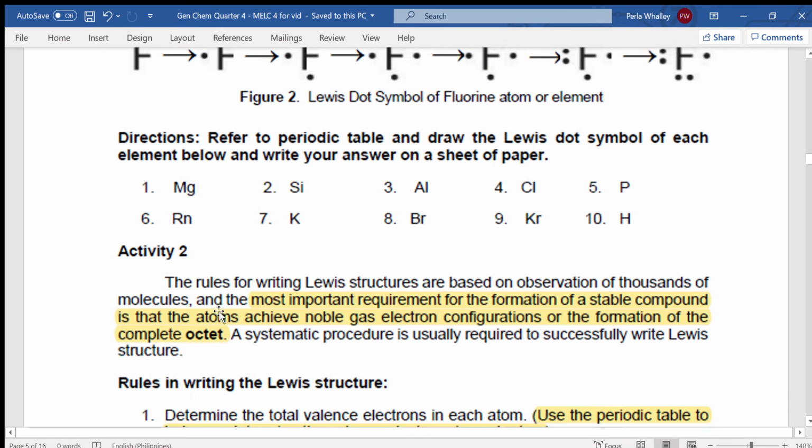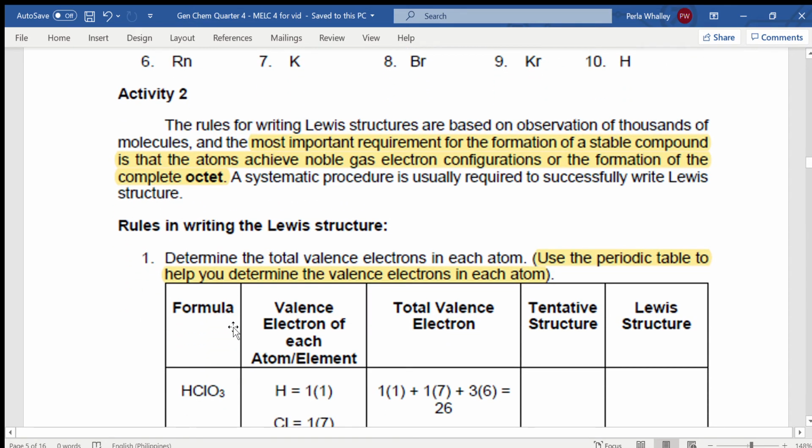Okay, let's go to activity number 2. The rules for writing Lewis structures are based on observations of thousands of molecules, and the most important requirement for the formation of a stable compound is that the atoms achieve noble gas electron configurations, or the formation of a complete octet. Octet means there are 8 electrons around the symbol of the atom. It comes from the prefix octa, which means 8.